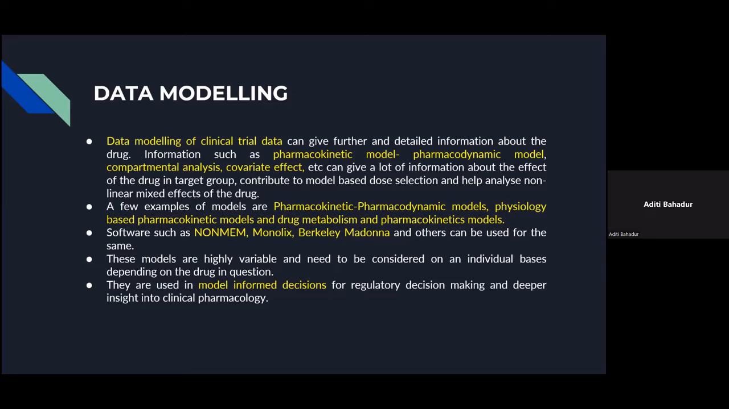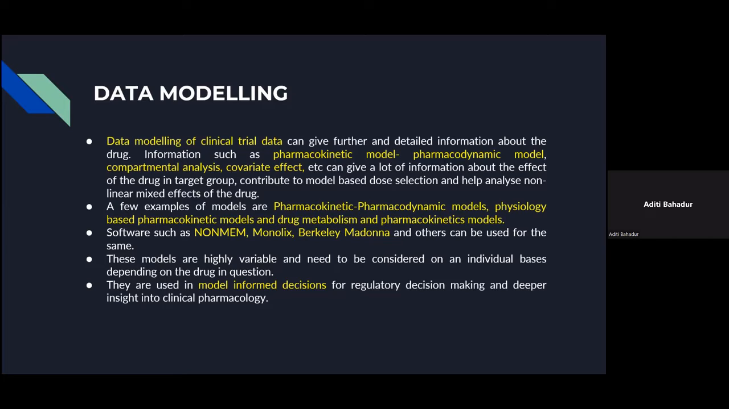Now there are a few types of clinical trial models, and there are pharmacokinetic and pharmacodynamic models. These are when you separate the pharmacokinetic data and the pharmacodynamic data. The pharmacokinetic data is based on the absorption, metabolism, distribution, and excretion of a drug. And the pharmacodynamic model is based on the effect.